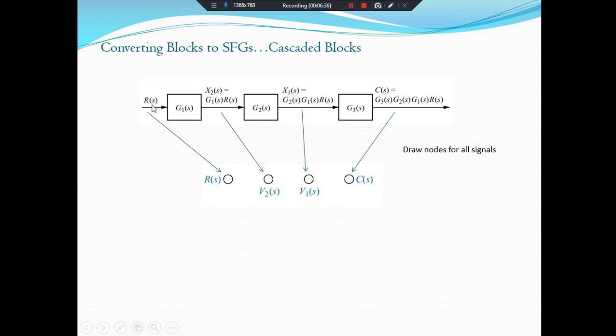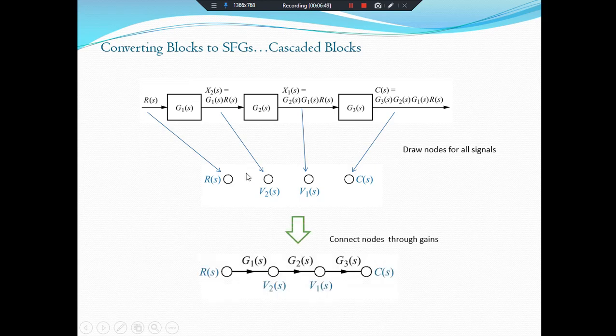So R1 will be connected with the V2 of S, and we will draw a line here, a branch here, and the arrow represents the flow of the signal, and the gain of the signal will be G1 of S. Yeah, this will be more clear from this diagram. R1 of S is the input signal, V2 of S is the output of the first block, and G1 is the gain of the first.